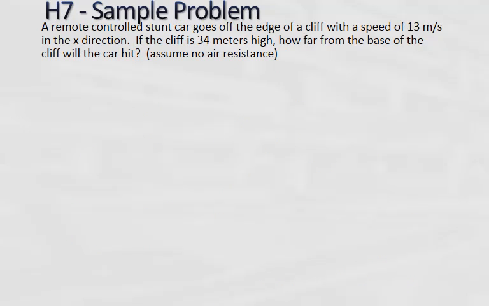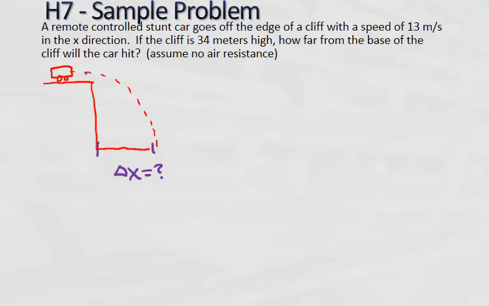All right, so for this one, this is a projectile motion situation, a remote-controlled stunt car. It goes off the edge of a cliff with a speed of 13 meters per second in the x direction. If the cliff is 34 meters high, how far from the base of the cliff will the car hit? So if you think about that, the variable here, how far from the base will it hit, is delta x, and that's what we want to find out.